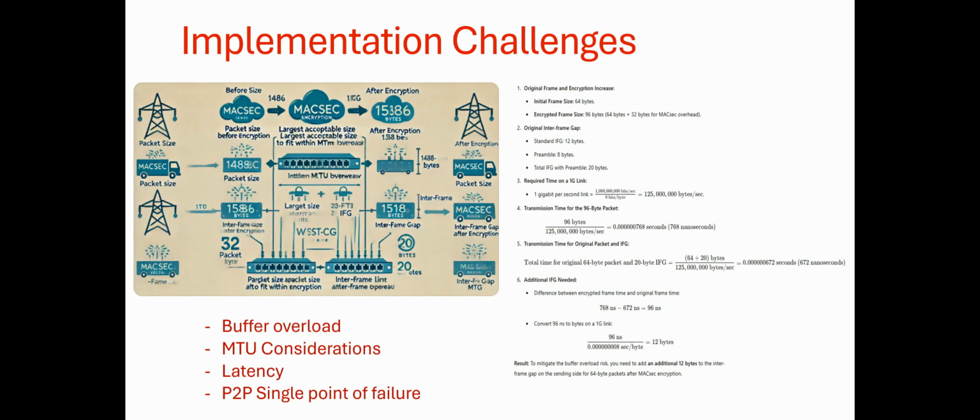We were talking about MTU considerations as well, since the packets can be added another 32 bytes. So you have to make sure that the packet that's being received is less than 1486 to make sure that you don't overload the MTU. Latency, this is about how long it takes for your device, even though it's a hardware-based CPU doing the encryption, that encryption and decryption can add some latency to the packets.